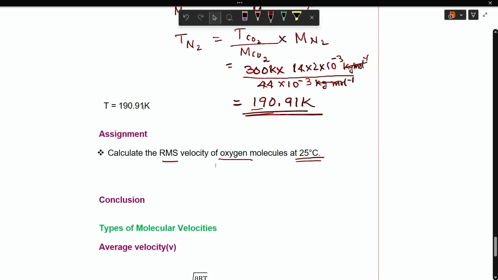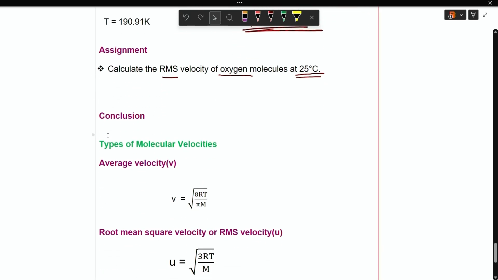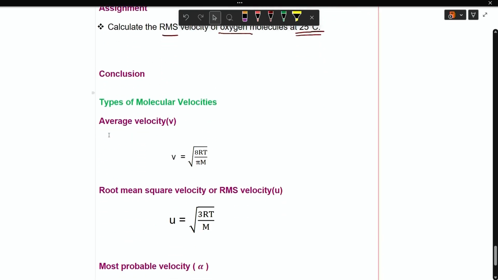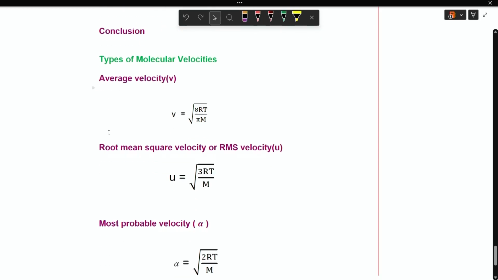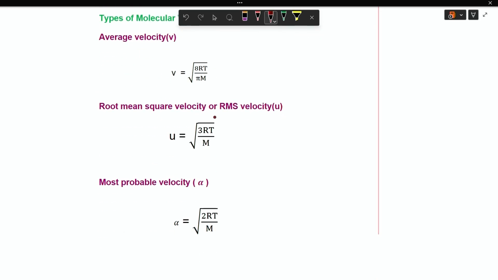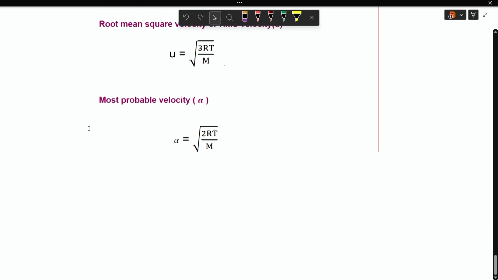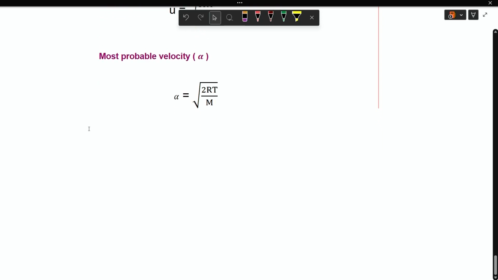Now, to conclude, in this session we have been seeing types of molecular velocities, that is average velocity V, given by the expression V is equal to square root of 8RT by pi m. Then root mean square velocity or RMS velocity, U is equal to square root of 3RT by m, and most probable velocity alpha is equal to square root of 2RT by m.